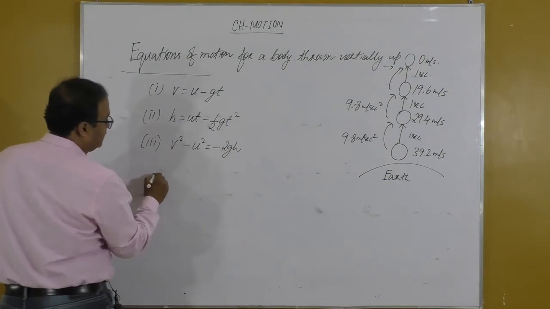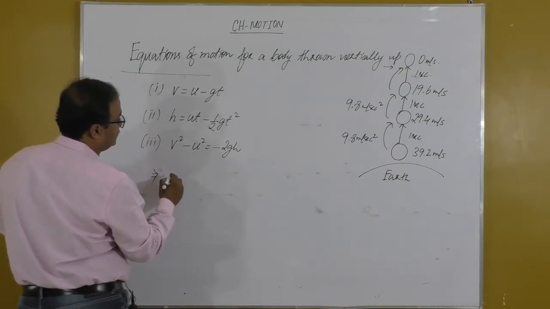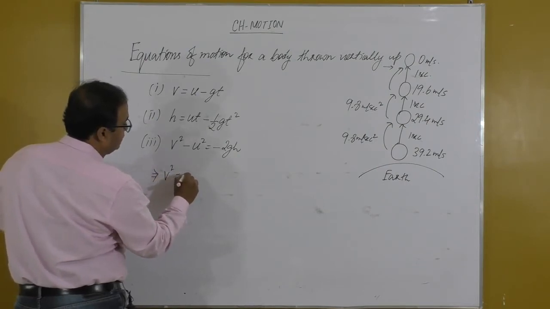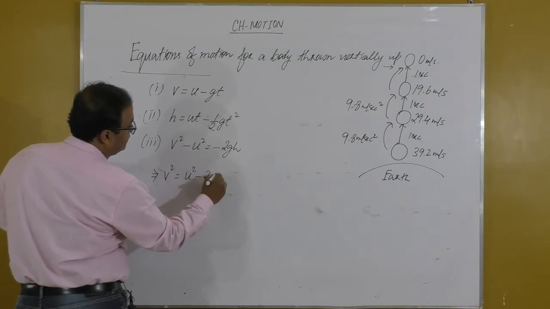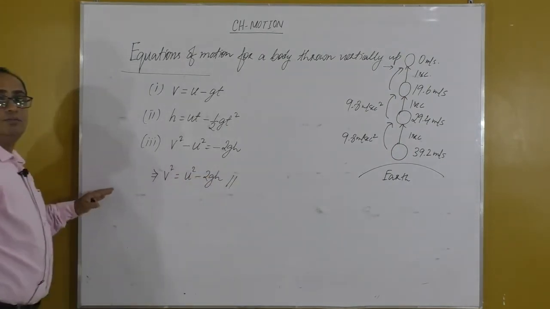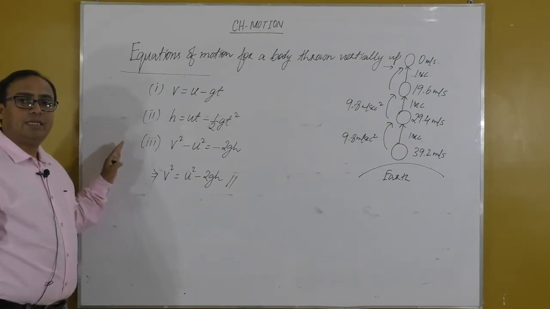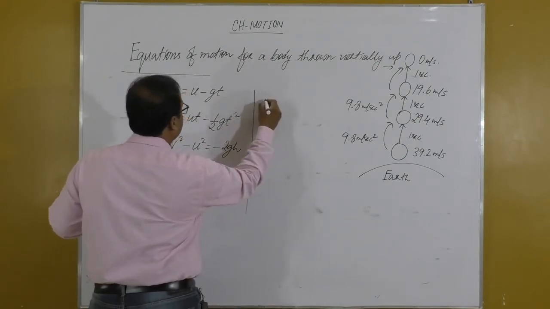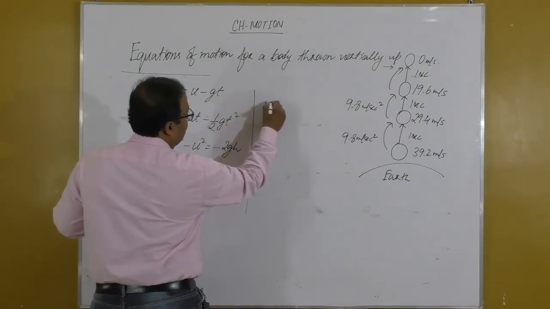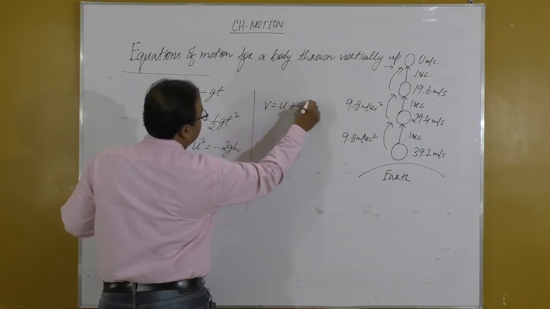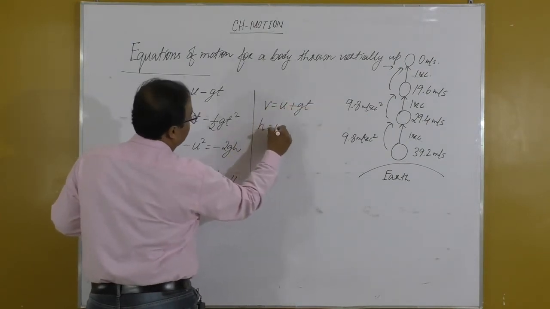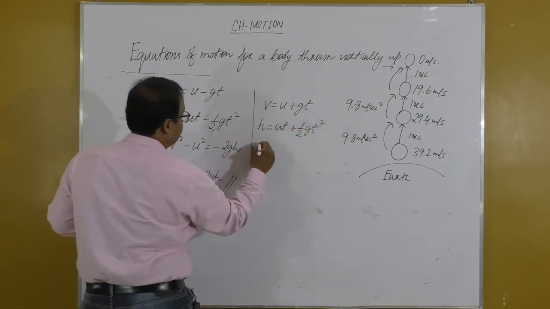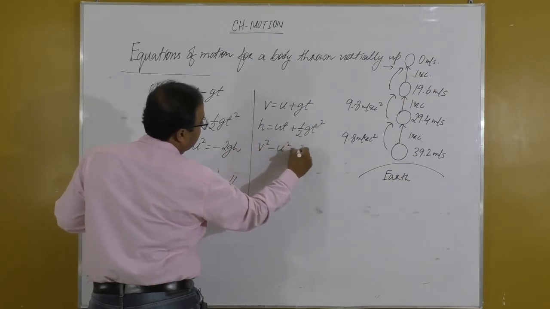If we simplify it, we can write v square equals to u square minus 2gh. But while solving numericals it will be a bit inconvenient, so my suggestion is that you try to solve numericals with the same equations as for the last case: v equals to u plus gt, second one h equals to ut plus half gt square, and the third one v square minus u square equals to 2gh.